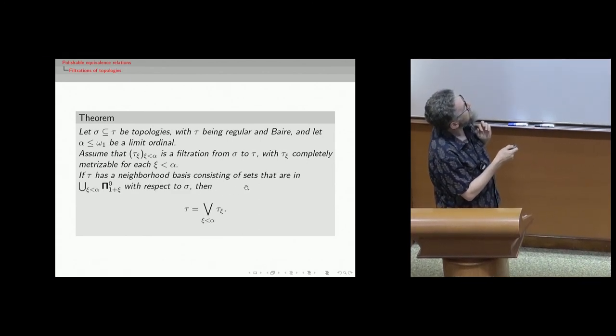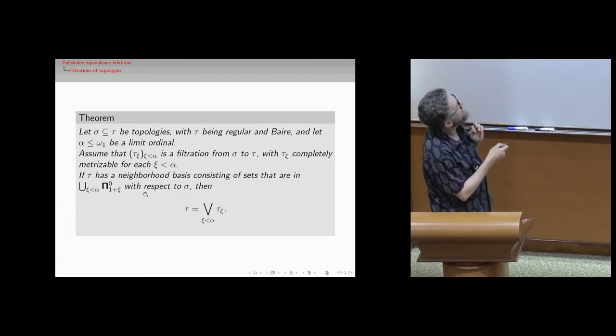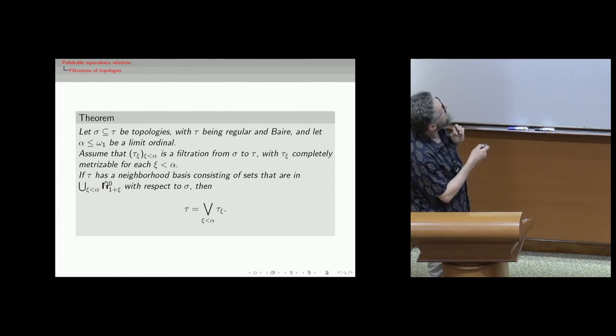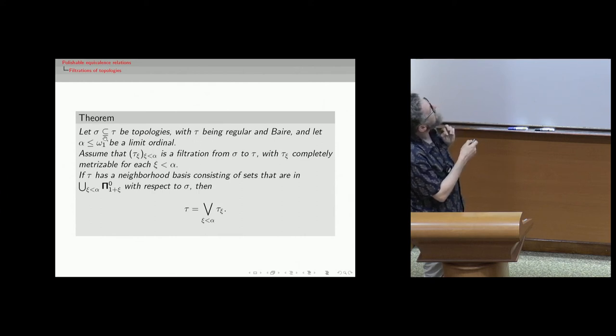If tau has a neighborhood basis consisting of Borel sets of a class I control, so tau, the one in the end, has a simple Borel basis with respect to this one. So it may be much bigger than sigma. This may be non-separable, but there is a basis here that is on the level of alpha as far as Borel sets in sigma go.